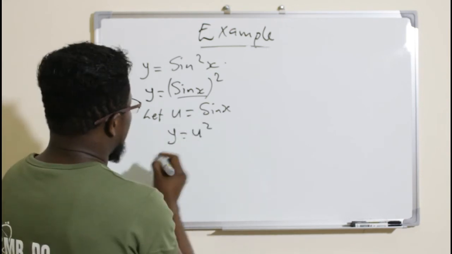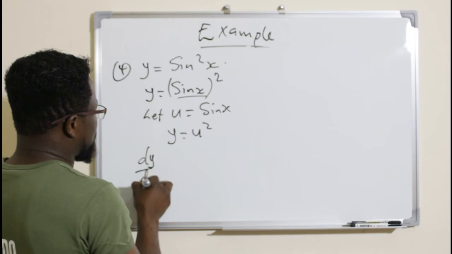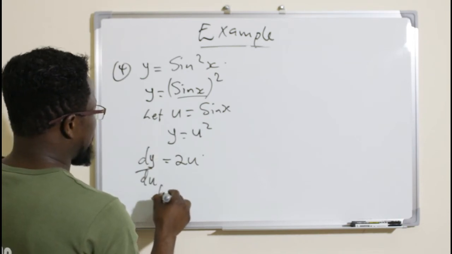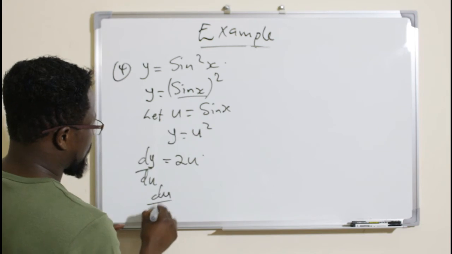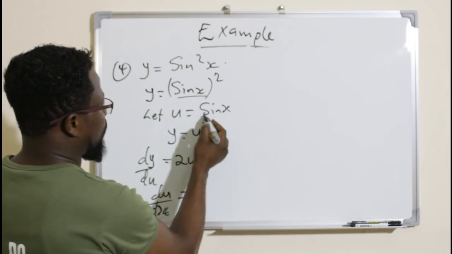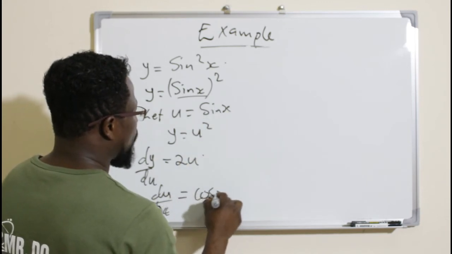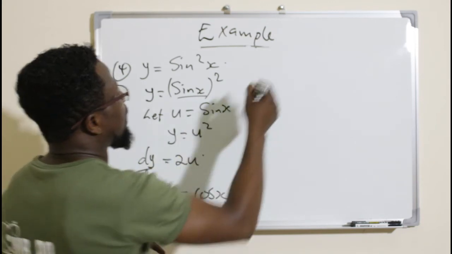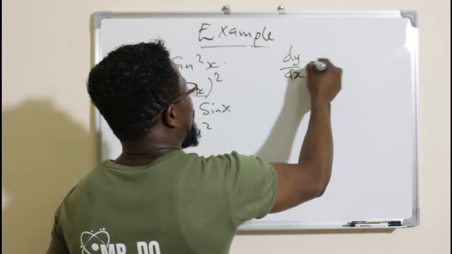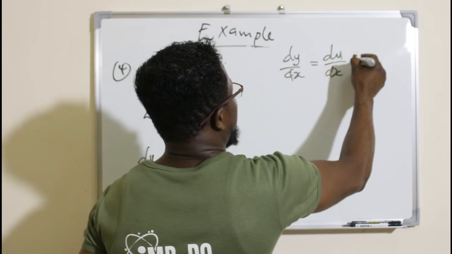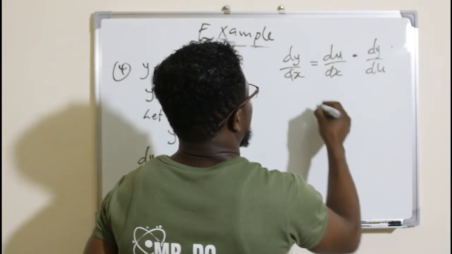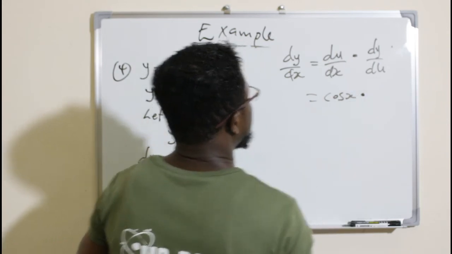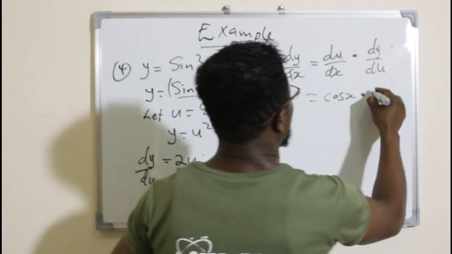u squared. Then I can take the derivative dy/du. So dy/du is now becoming 2u, and du/dx, when we take the derivative of sine x, gives us positive cos x. Now I have found dy/du and I found du/dx. So we can then find dy/dx, which is simply du/dx multiplied by dy/du. And what is du/dx? The du/dx is cos x multiplied by dy/du, which is 2u.